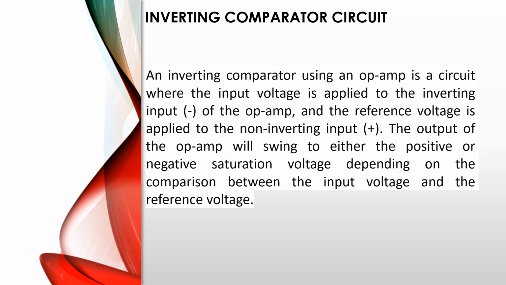What is the definition? An inverting comparator using an op-amp is a circuit where the input voltage is applied to the inverting input, or the negative terminal of the op-amp, and the reference voltage is applied to the non-inverting input, that means the positive terminal of the op-amp. The output of the op-amp will swing to either the positive or negative saturation voltage depending on the comparison between the input voltage and the reference voltage. Now going to the next slide.